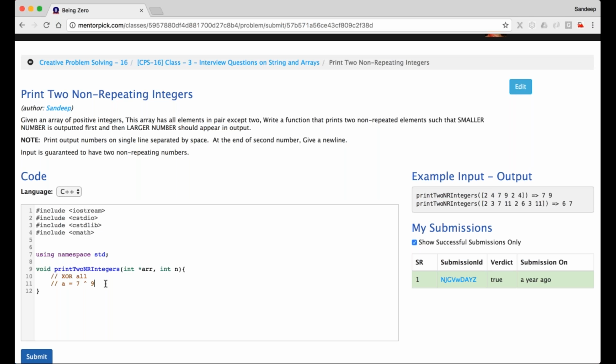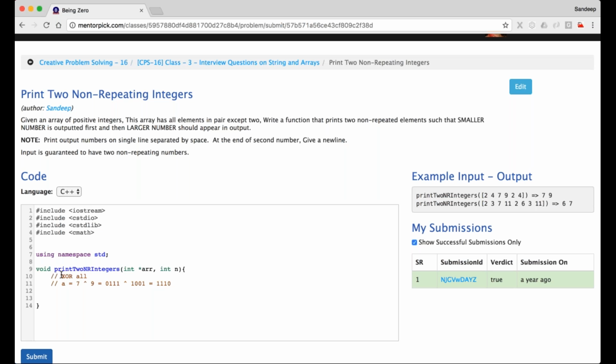Now to segregate these two numbers, one thing we can derive from this answer is this. In this example, 7 is 0111 and 9 is nothing but 1001. So if we do XOR of these two, then what we are going to get is 1110. So 1 1 will become 0, 0 1 will give us 1, 1 0 will give us 1, and 0 1 will give us 1. So we have reached this point.